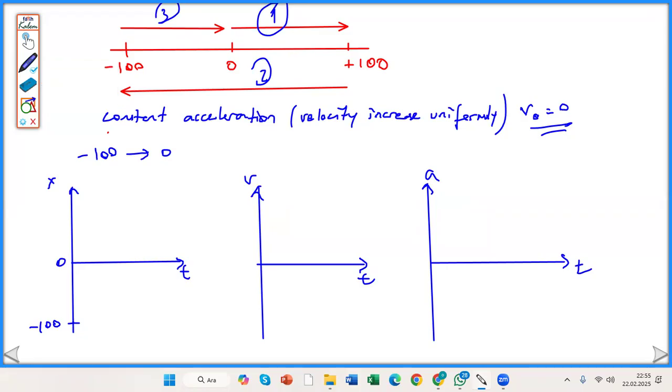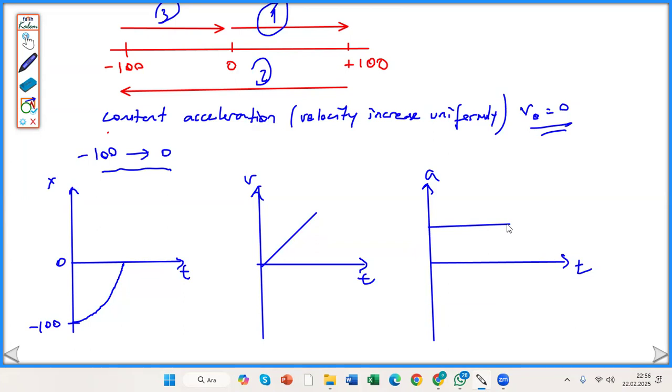As you can realize, it is changing like this. So this is our position time graph, and be careful, the direction of the motion is positive. That's why it is increasing uniformly through the position parts, and acceleration is also positive and constant.